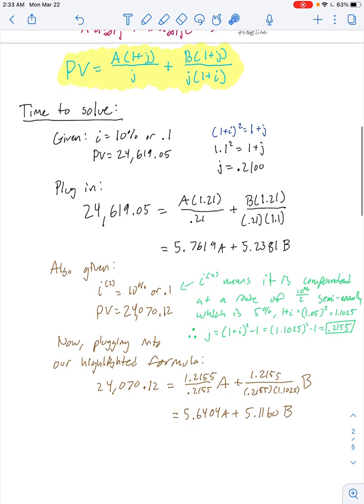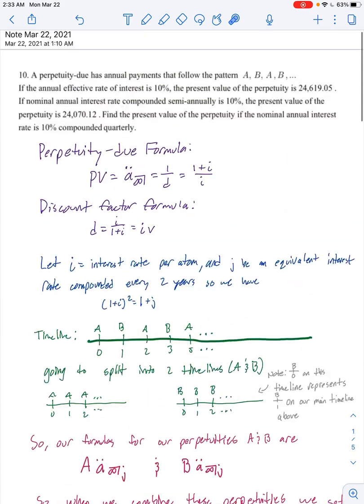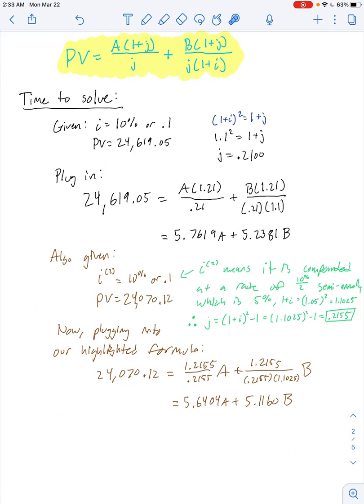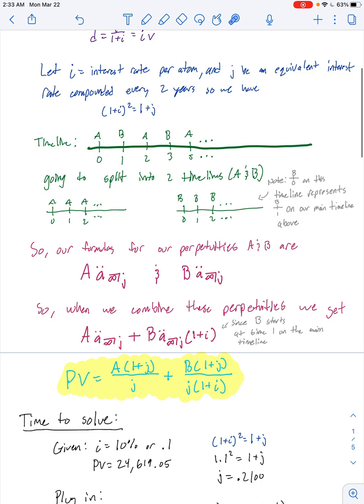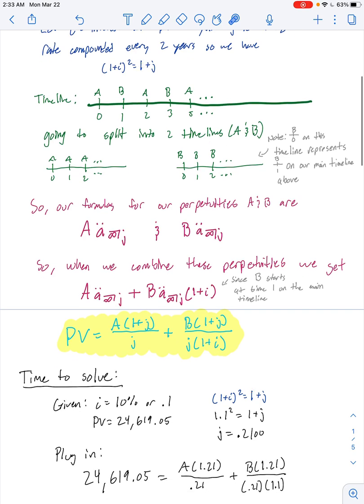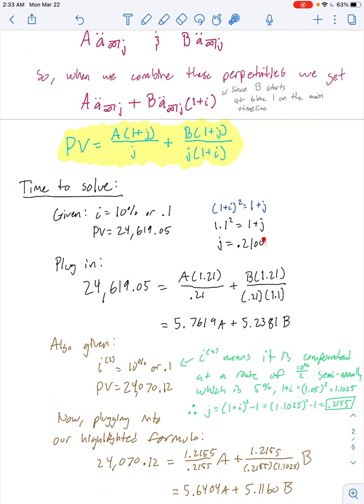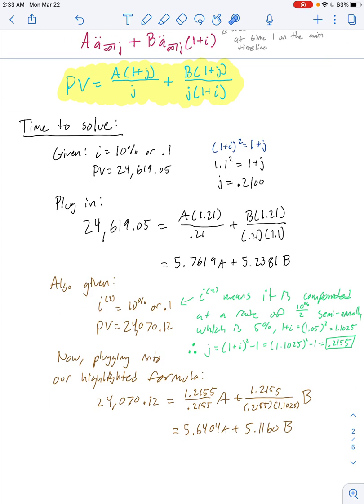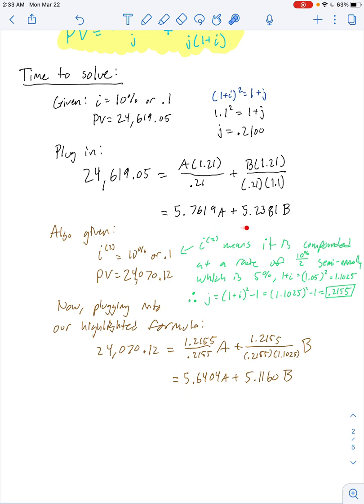So this is going to end up being a system of equations, which you could probably tell from the way this is worded. So the first part, you're given I is 10%. The present value is 24,619.05. You're going to get J using the formula here. I literally just pasted this here. So J is 0.21. Just plug and chug. You get these nasty decimal numbers, which is pretty typical.